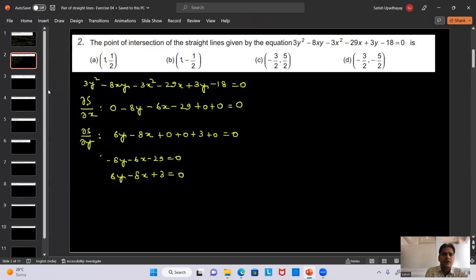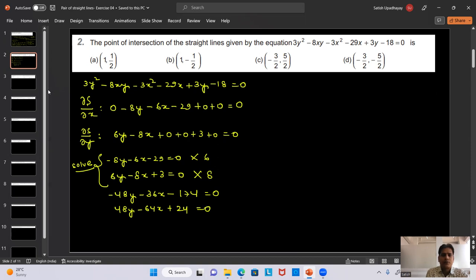Now what we do, we solve these two equations and we get the value of x and y, and that point will be the point of intersection of this pair of straight lines. So what we can do, we can multiply the first equation by 6 and the second equation by 8. On multiplying by 6, we will have minus 48y minus 36x, and minus of 174, and that will be equal to 0. And here we will have 48y minus 64x plus 24 equal to 0.